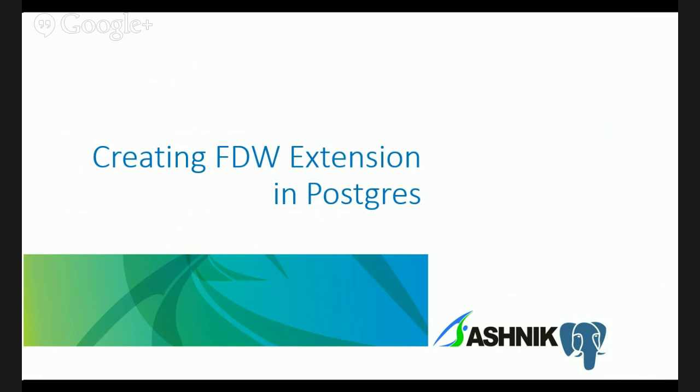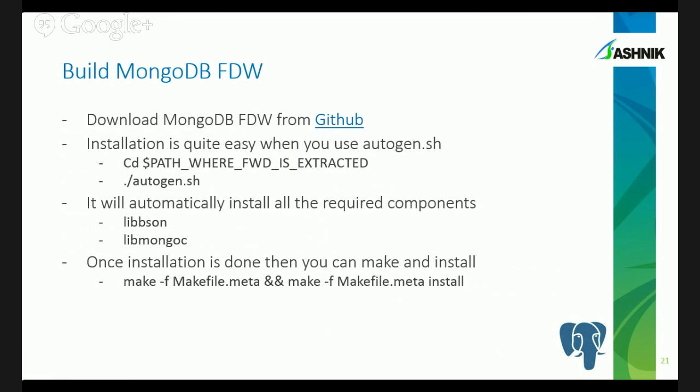Now once I have set up my MongoDB database, I need to move to Postgres, where I need to enable foreign data wrappers, and I need to install the foreign data wrapper extension. For that, you can download foreign data wrappers from the GitHub page of Enterprise DB, and then go to the path where you have extracted it and run autogen.sh. This utility will use GitHub and will connect to the internet and download all the necessary components.